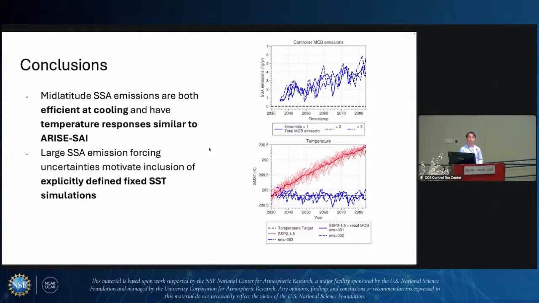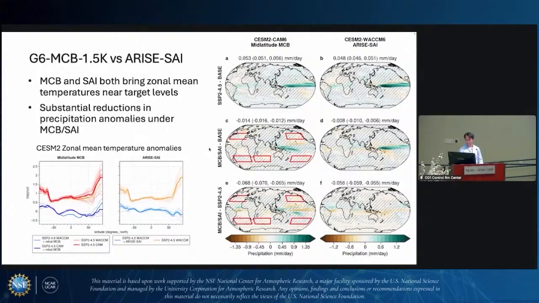I'm wondering about the hemispheric asymmetry, and in particular, since the background aerosol would be so different, would this cloud susceptibility be different, and would you have to account for that, and does your controller account for that?